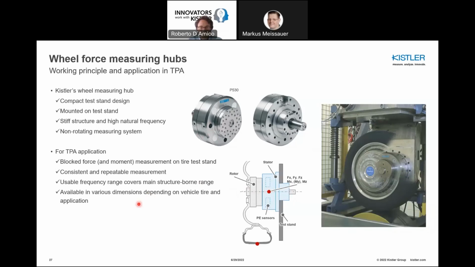Typical TPA applications are, of course, blocked force measurement, and blocked moment as well, on the tire test stand. A good thing is that, as I mentioned, they offer a very high consistency and repeatability. So if you're changing tire, in this case, you can still rely on a measurement setup which is actually fixed, and you can master it. The frequency range is rather wide, rather broad, as I mentioned before, and they are available in various dimensions depending on the type of vehicle, tire, and application that you have at hand.